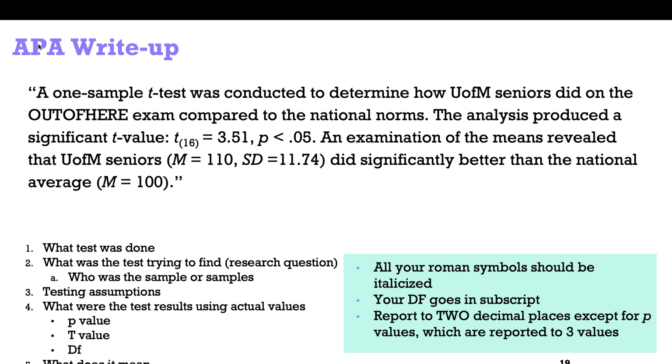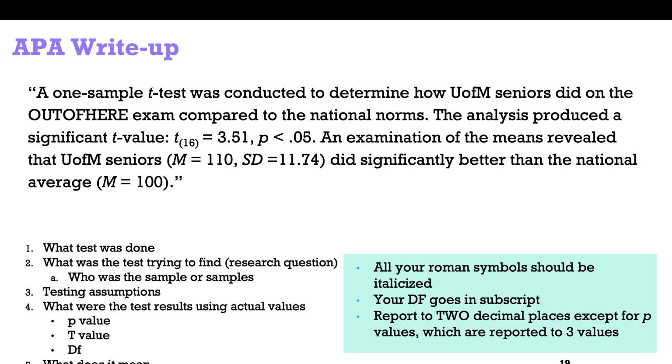So for our write-up, we have to write in APA style, okay? It's a very structured way to write up a results section, and it has a number of very specific parts. So there's 5 questions that you want to ask. Sorry, the bottom one got cut off a little bit. We first want to know what test was done, what was the test trying to find, or the research question, who was the sample, testing assumptions, what are the test results using actual values, our p-value, our t-value, and our degrees of freedom, and what does it mean, okay? So the first thing is a one-sample t-test was conducted.